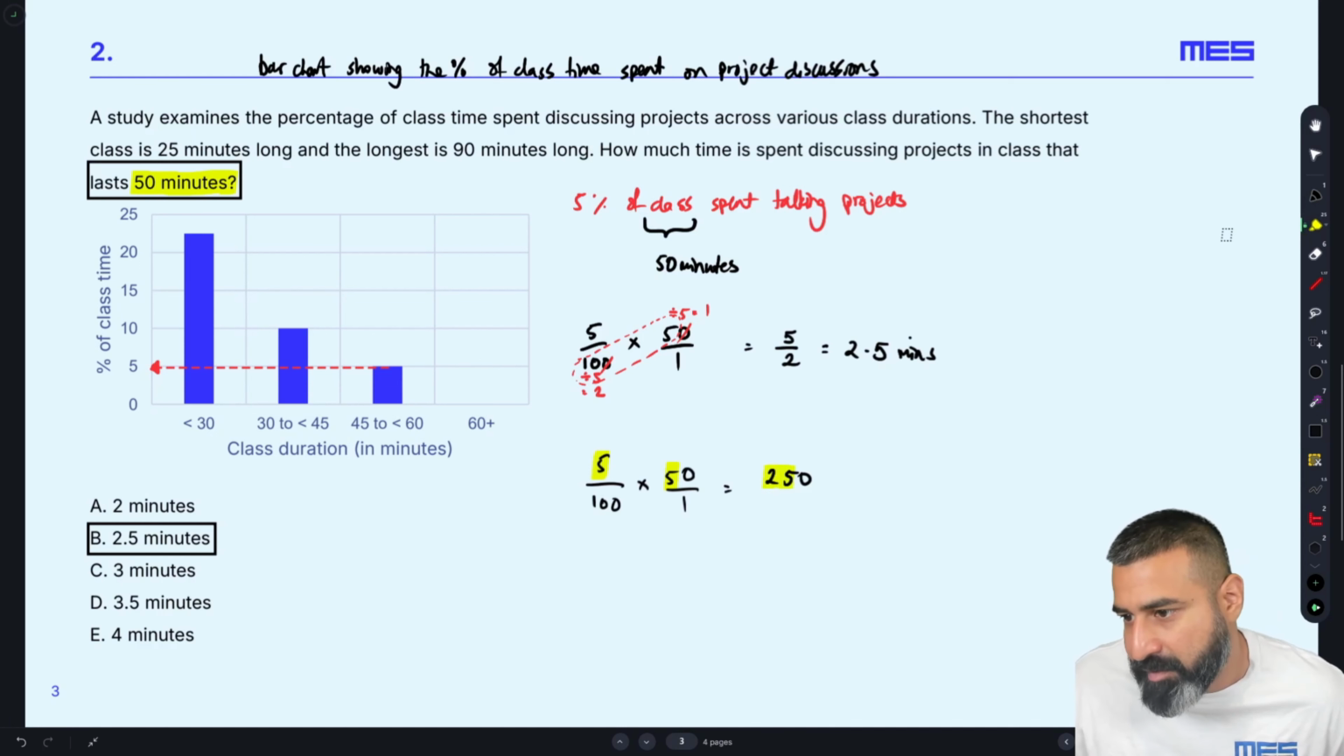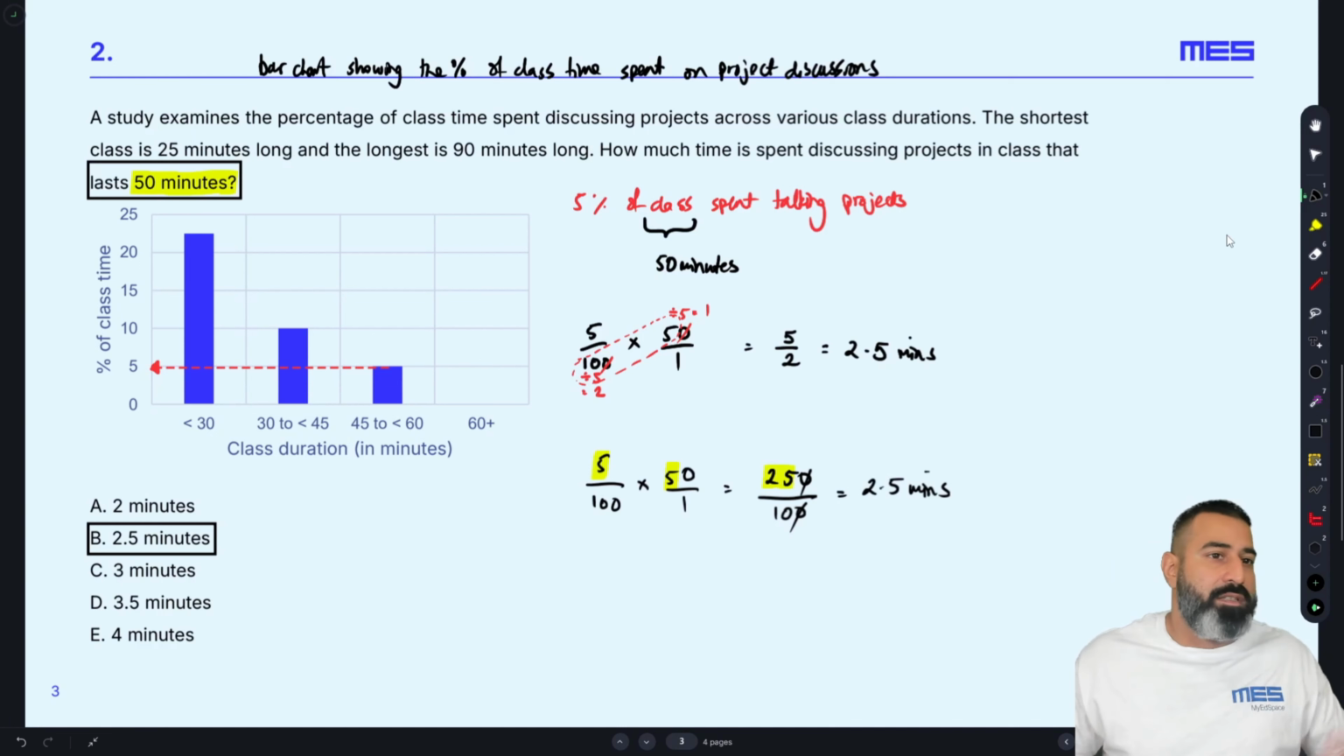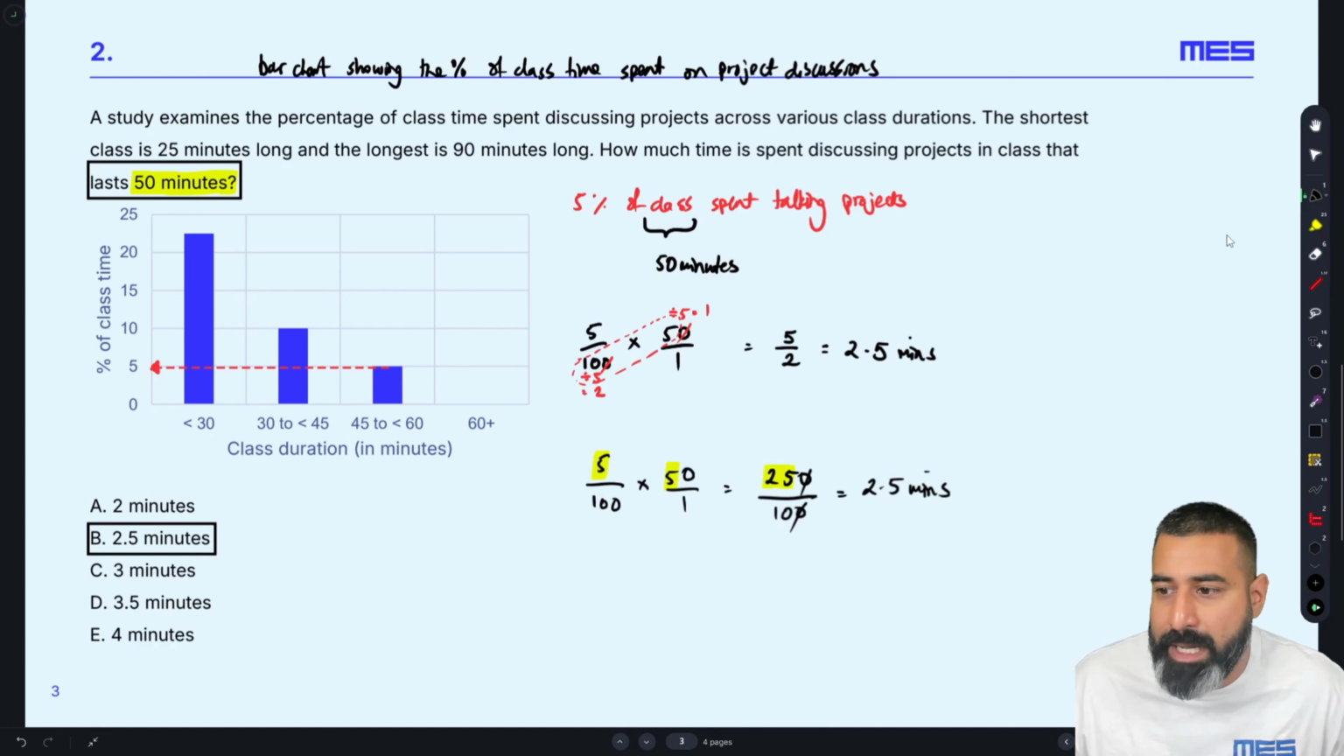So 5 times 5 is 25, account for that 0 there, and then we're just dividing that by 100, cancel the zeros, and then we're doing 25 divided by 10, which is equal to 2.5. Two different ways to do it, whatever works for you. So here the answer is 2.5 mins.